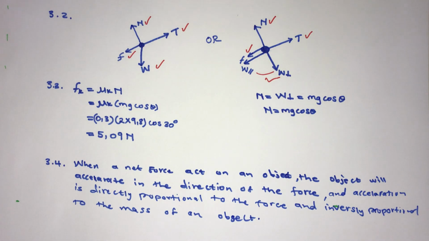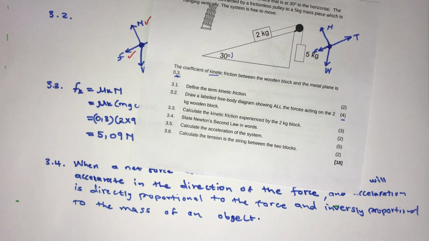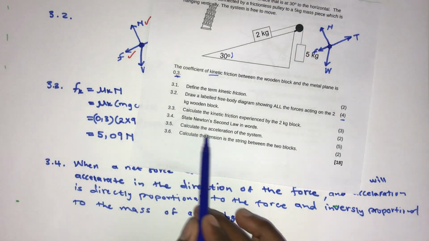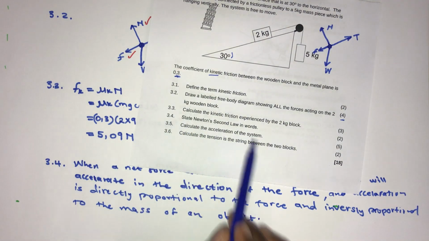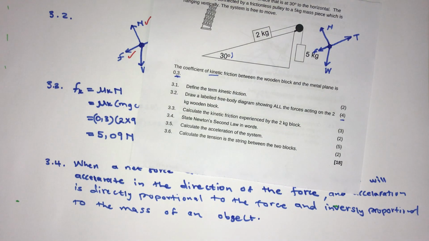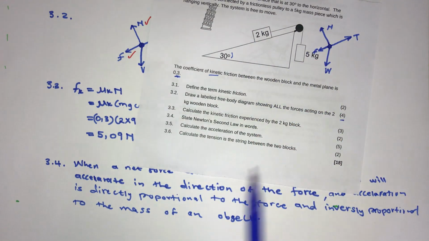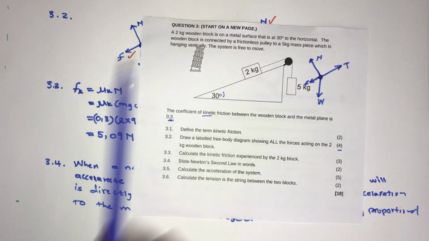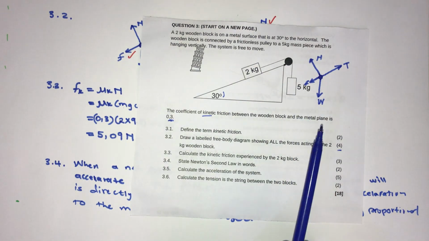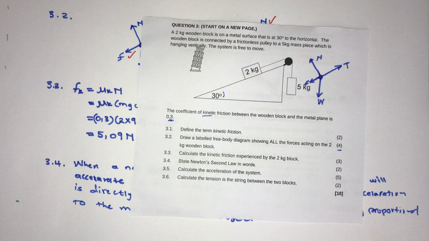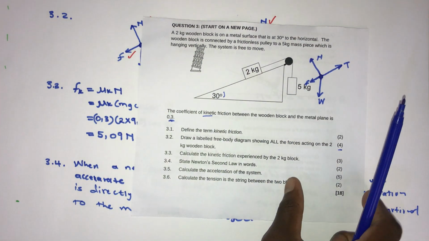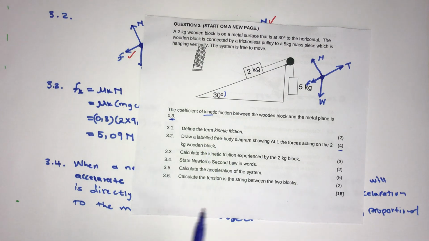So now let's move to 3.5. They said, calculate the acceleration of the system. So when you check, since they are connected, that means they are moving with one acceleration. That means if the 5 kg block is moving with 10 meters per second squared down, it means that the 2 kg block is also moving with 10 meters per second squared, but up the incline. So that means we need both objects to find the acceleration.